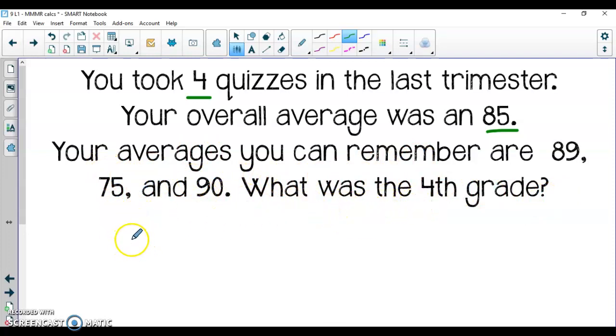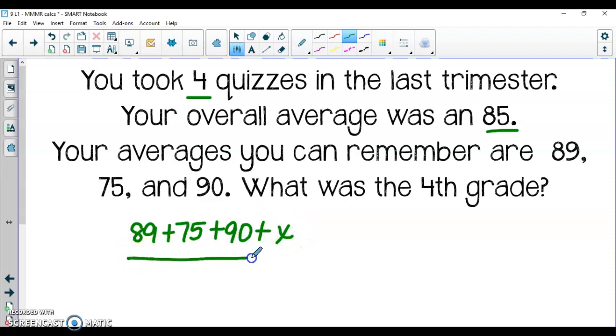So in order to find an average or a mean, you would take your scores, 89 plus 75 plus 90 plus our 4th score, which we don't know, so we'll call it X. You would add all those up, and then you would divide by 4. That would give you your average, which we know your average was an 85.